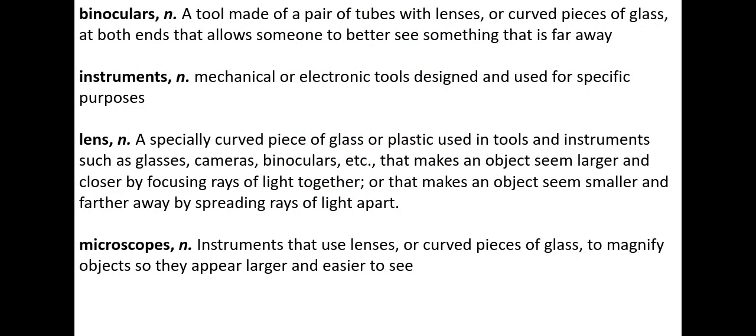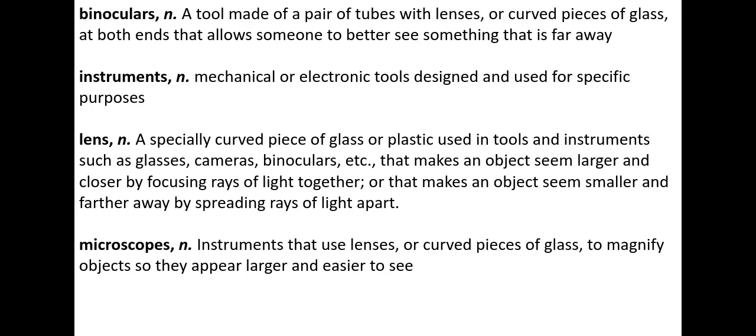Binoculars, it's a noun, it's a thing. A tool made of a pair of tubes with lenses or curved pieces of glass at both ends that allows someone to better see something that is far away. Instruments are mechanical or electronic tools designed and used for specific purposes. They have a job to do. They have something specific that they do.